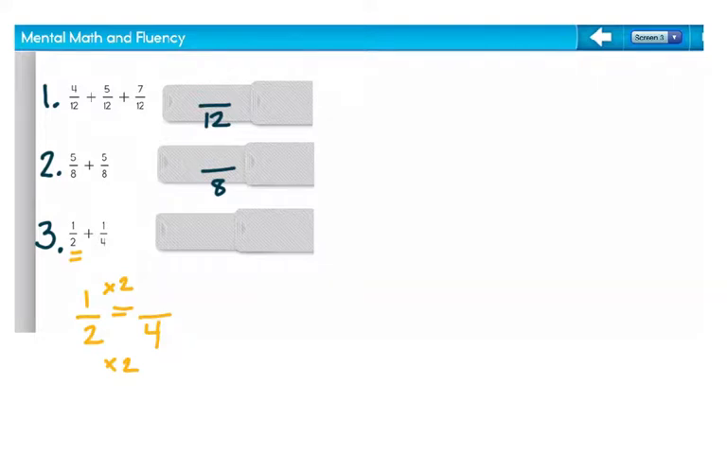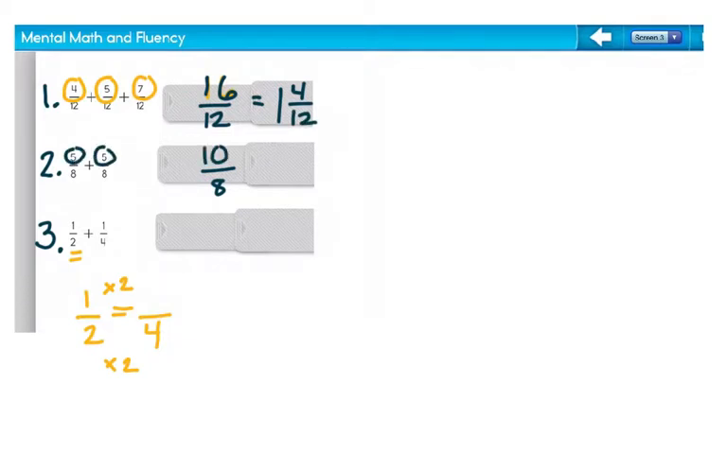Pause your video. Go ahead and add 4 plus 5 is 9. 9 plus 7 is 16. Again, that is an improper fraction. We can leave it at that. We're not really working on being able to, at this point in time yet, change that to a mixed number. But I know that 12/12 would equal 1 whole, and then I would have 4/12 left over.